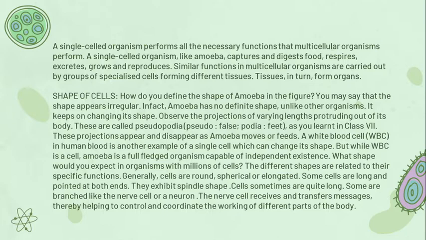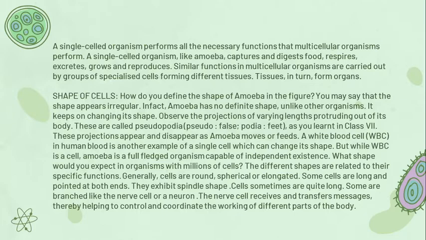Next, what shape would you expect in an organism with millions of cells? The different shapes are related to their specific functions. Generally, cells are round, spherical, or elongated. Some cells are long and pointed at the edges; they exhibit a spindle shape. Some cells are quite long, and some are branched like the nerve cell or neuron. The nerve cell receives and transfers messages, thereby helping to control and coordinate the working of different parts of the body.